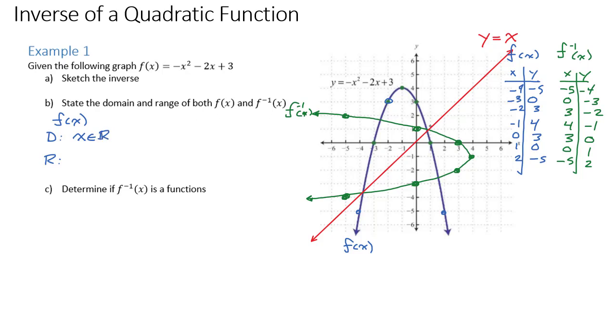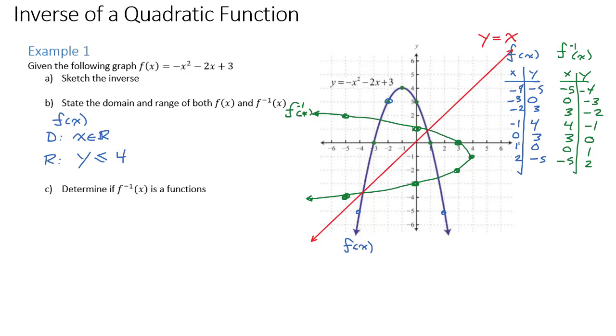Think about this parabola, the one in blue. As it goes to the left and right forever, it's going to go down forever, and we're going to have coordinates that exist. The range on this one, y has to be less than or equal to 4, because that's the highest. You have a maximum here.